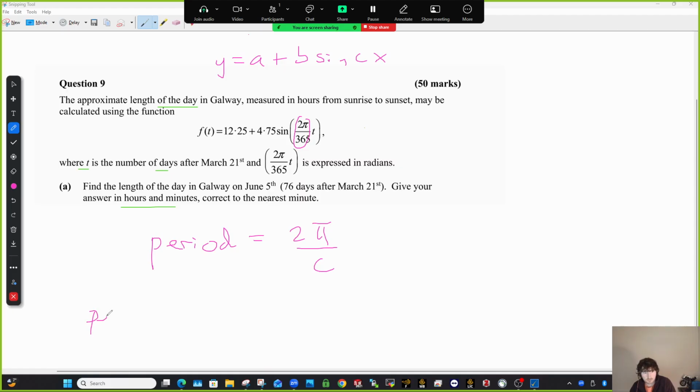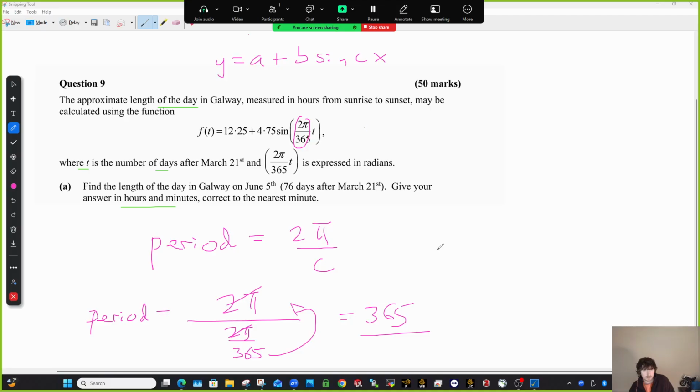So the period of this function is going to be equal to 2 pi all over the c, which is 2 pi over 365. You can type that into your calculator, but you should be okay with that. That cancels and the 365 goes up there if you're half decent at your algebra. And so the period of this function, if it was asked, is 365 days.